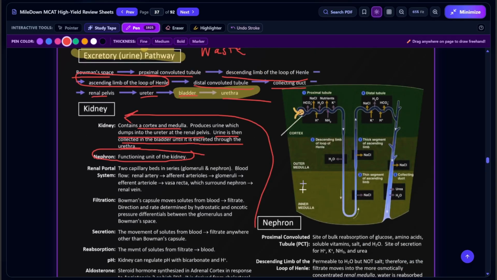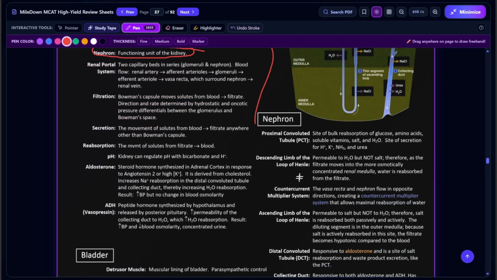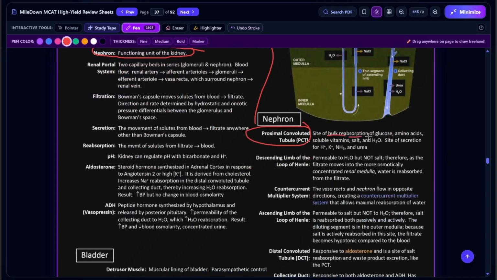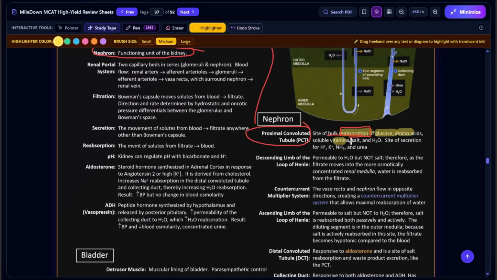And so yeah, the functioning unit of your kidney is the nephron, and the nephron has that proximal convoluted tube over here, as I showed, which is a site where you have most of your reabsorption of important stuff like glucose, amino acids, vitamins, salt, H2O, but it's also a site of secretion. And then your descending loop of Henle, which is this one, is permeable to H2O but not salt. So that means the filtrate moves into the more osmotically concentrated renal medulla.